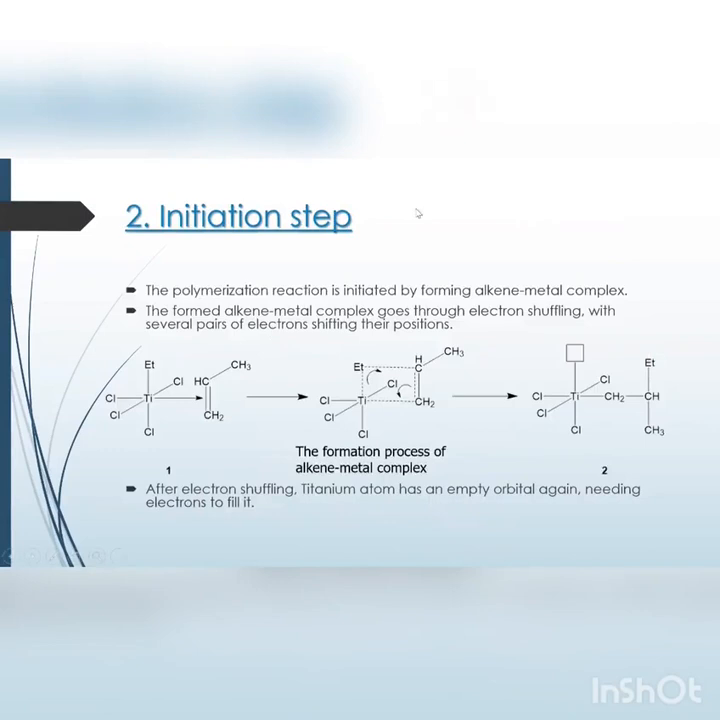The second step is the initiation step. The polymerization reaction is initiated by forming an alkene metal complex. The formed alkene metal complex goes through electron shuffling with several pairs of electrons shifting their positions. So this is a diagram of the formation process of the alkene metal complex. After electron shuffling, the titanium atom has an empty orbital again, which is here, needing electrons to fill it. So the titanium atom will become more eager to bond with other molecules.